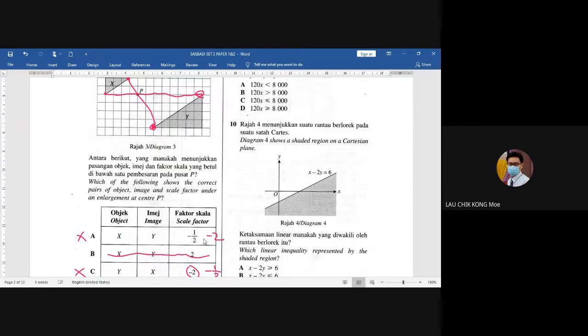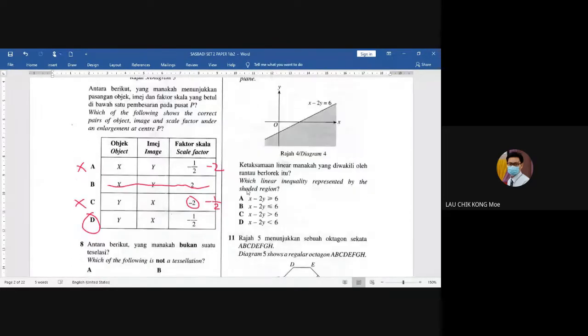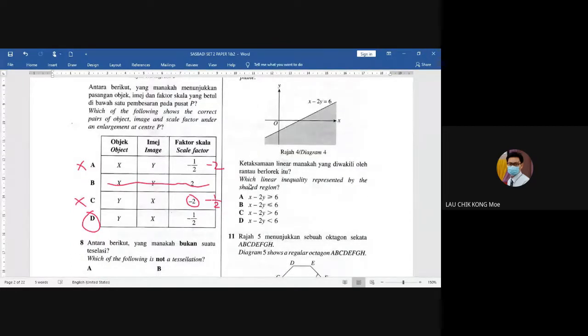Okay, kalau Y object, X image, bigger to become smaller, 1/2, fraction. Saya sudah pernah beritahu. So negative 1/2. So answer for number 7 is D lah. Okay. So you can jot down the step and so on. And then number 8.